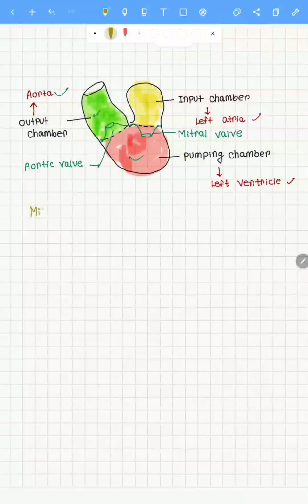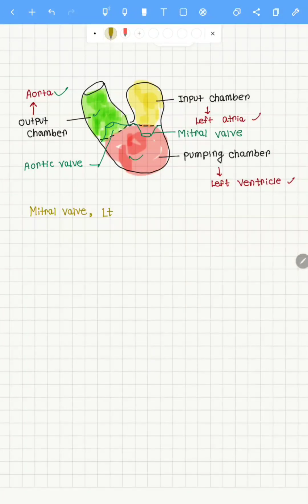Mitral valve always gives passage of blood from the left atrium to the left ventricle. Now see, if blood comes from the left atrium to the left ventricle, atrial pressure must be higher than the ventricular pressure, right? So atrial pressure must be greater than the ventricular pressure. That is quite simple, right?